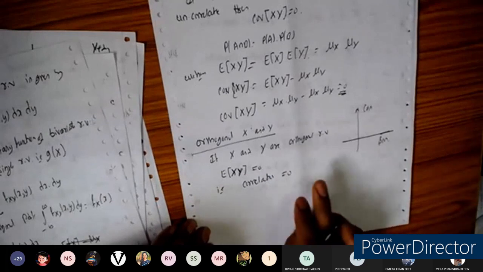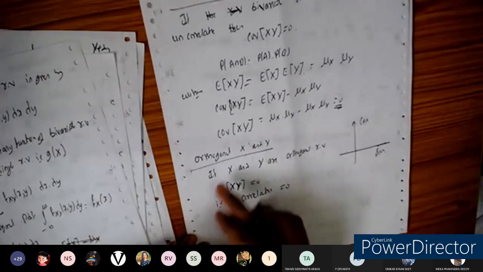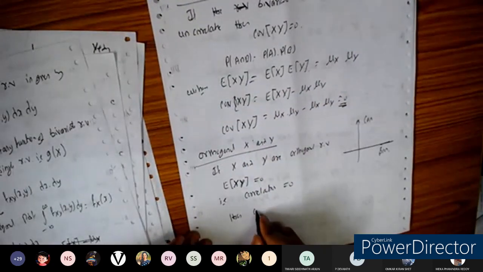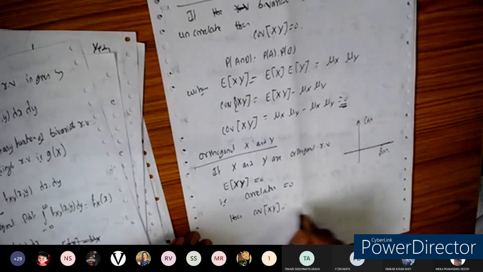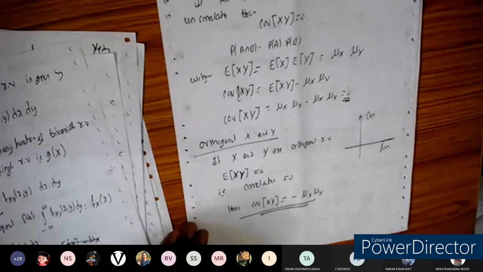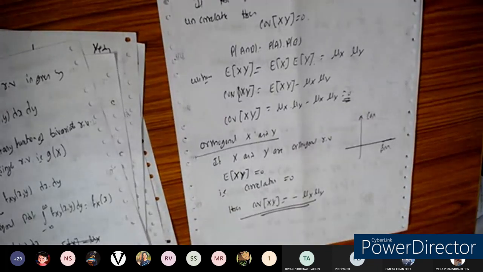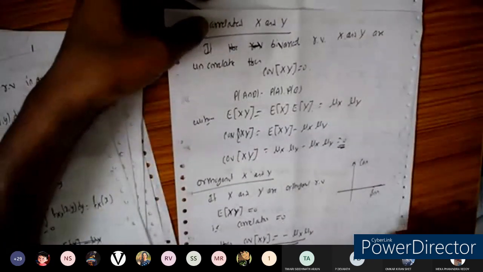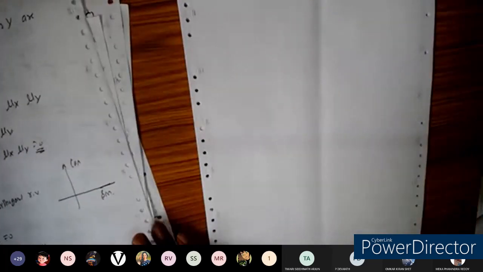So if the correlation is equal to 0, then the covariance of X comma Y becomes 0 minus mu x into mu y, that is, minus mu x into mu y. So this is the uncorrelated and orthogonal case. Similarly, the uncorrelated concept can be extended to the nth random variable, which we can call independent.